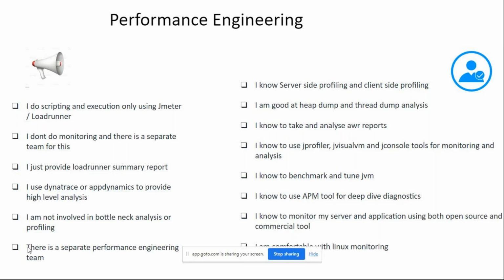Depending upon the type of problem, you should be able to go and take the heap dump, and analyze those dumps to find out the bottlenecks. You should be able to analyze the database layer as well using AWR reports. And you should be hands-on in tools like JProfiler, JVisualVM, JConsole. We have been using LoadRunner, JMeter, and some of the monitoring tools on top of that to carry out the profiling work, right?